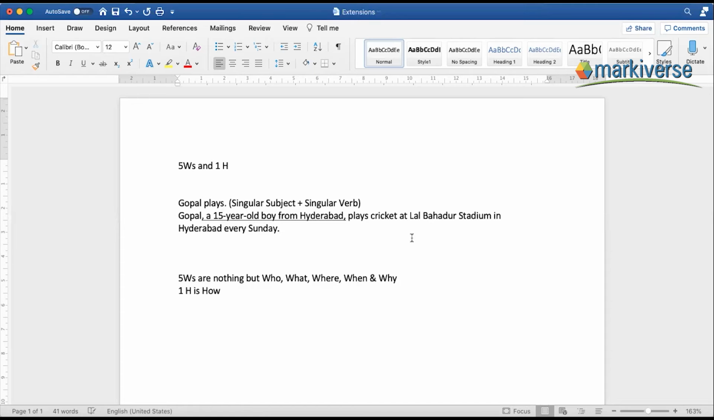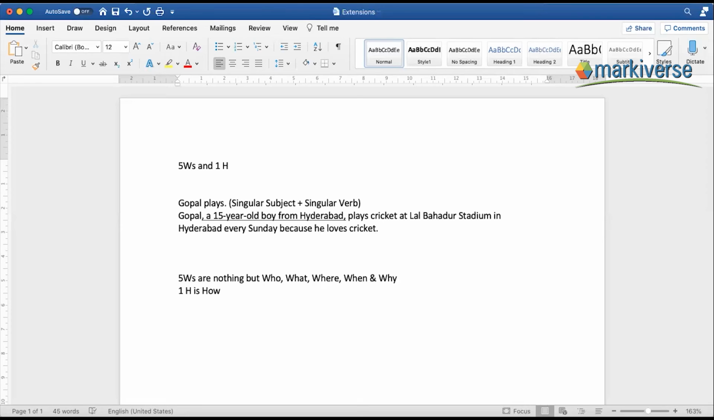Okay. You don't have to ask why and how all the time, but three or four questions should be enough for you to really frame a good sentence like this. So you're saying, Gopal, a 15-year-old boy from Hyderabad, plays cricket at Lal Bahadur Stadium in Hyderabad every Sunday. Why does he play? How does he play? You can also add it. Why does he play? You can remove the full stop and say because he loves to play cricket. Because he loves cricket, also, you can say, right?